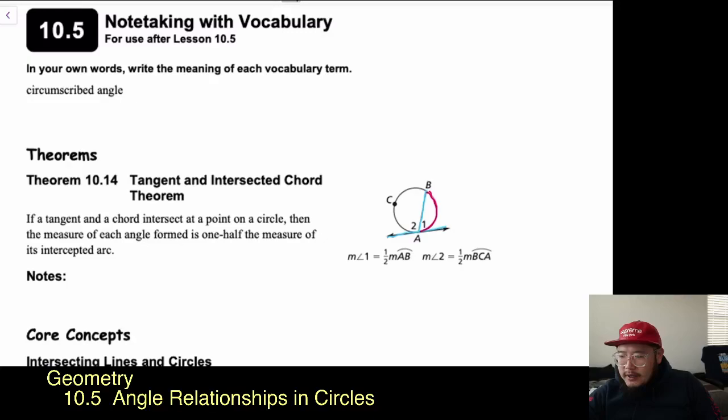Angle 2 right here is going to be equal to 1/2 of arc BCA, that I'm going to go ahead and highlight right here in green. All right, so there are our two equations, both pretty much the same, finding angle 1 and angle 2. So we have the tangent and intersected chord theorem. Very important to know.